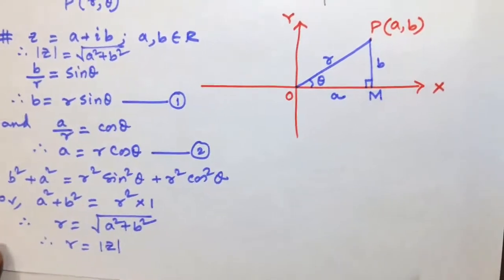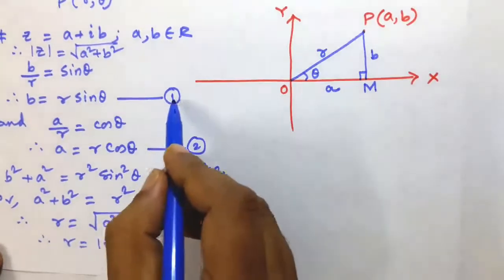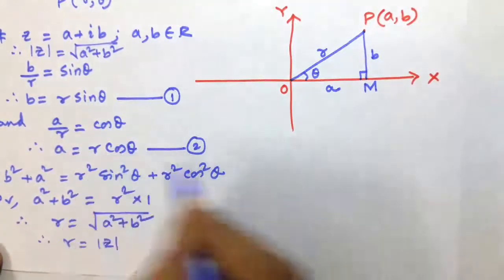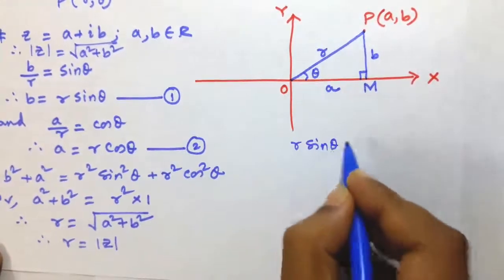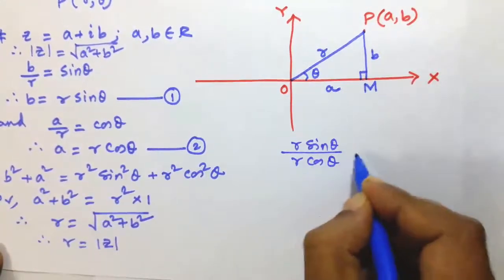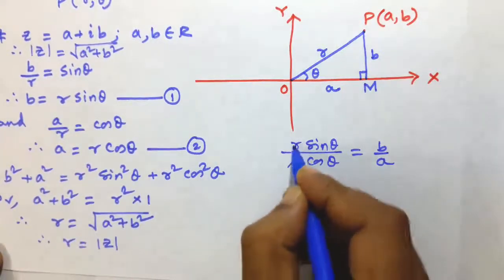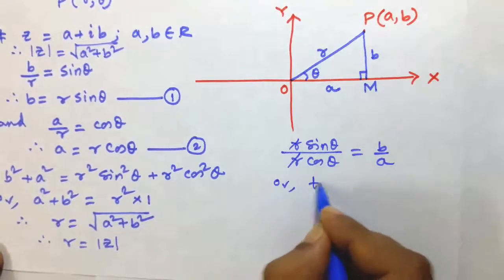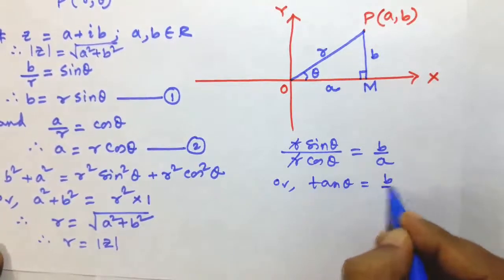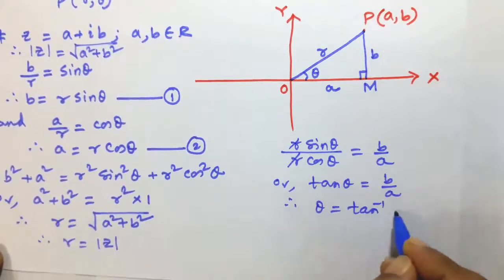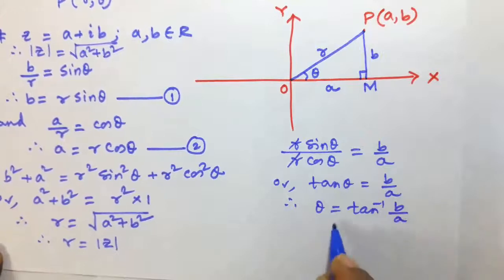Now, if we divide equation 1 by 2, we find that r sin theta divided by r cos theta is equal to b by a. r is cancelled. Tan theta is equal to b by a. Therefore, theta is equal to tan inverse b by a. This theta lies between minus pi to plus pi.